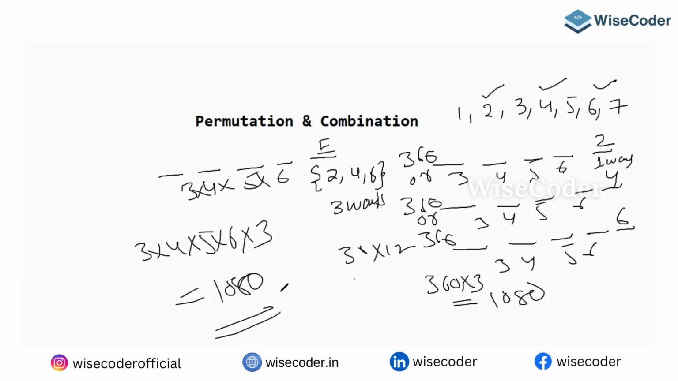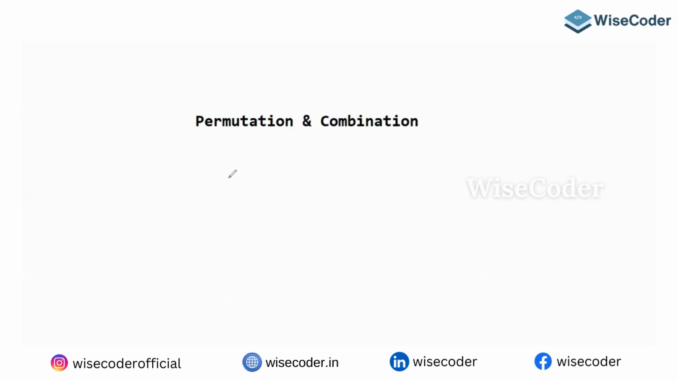Why can't we do this without repetition? When the repetitions are allowed, then how? What is the answer? Based on the repetitions being allowed, you need to think like this: 1 2 3 4 5. I want a 5-digit number. How many digits are available? 7 digits. So any place can take 7 values. So which means 7 into 7 into 7 into 7 into 7, that will give you 7 power 5.